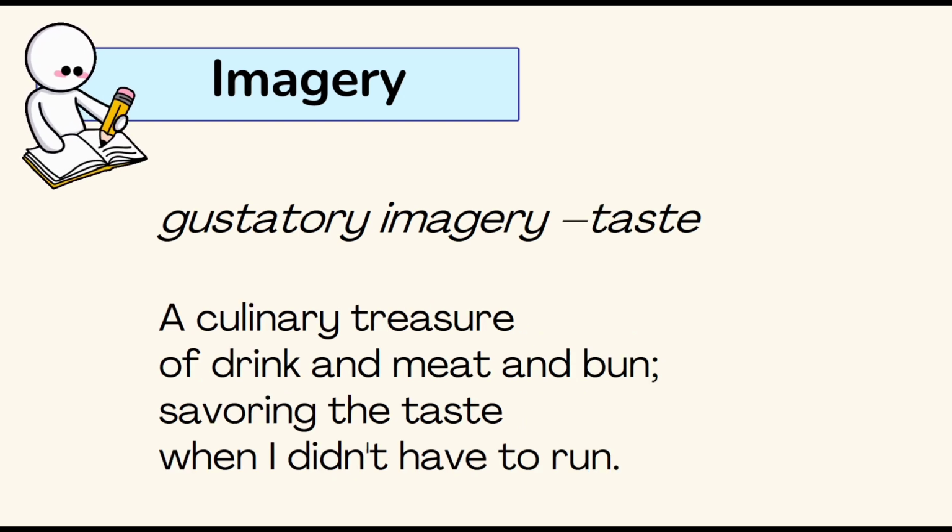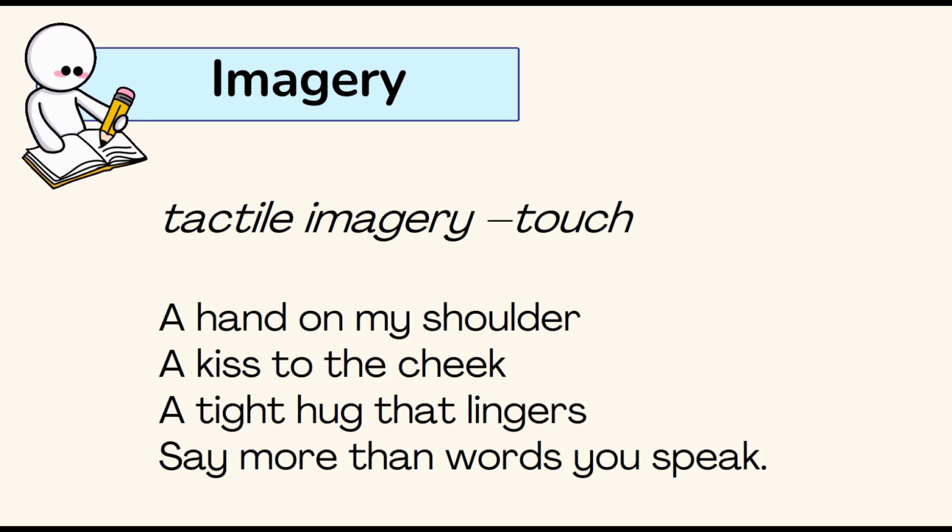The next type of imagery is gustatory imagery, which refers to the sense of taste. Example: a culinary treasure of trinket meat and bun, savoring the taste when I didn't have to run. And the last type of imagery is tactile imagery, which refers to the sense of touch. Example: a hand on my shoulder, a kiss to the cheek, a tight hug that lingers, say more than words you speak.